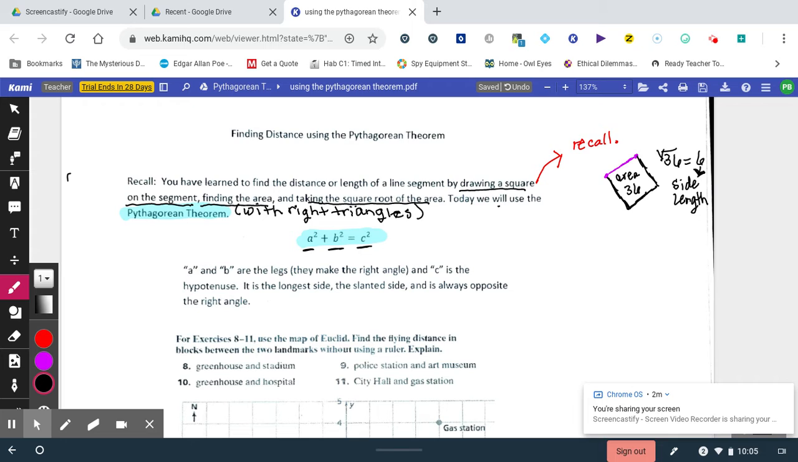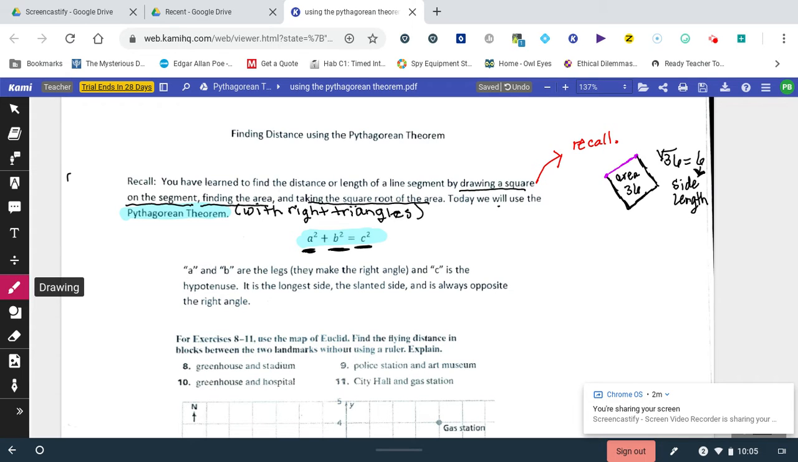And the Pythagorean theorem says that a squared plus b squared equals c squared. All that means is that the area of the two squares on the legs added together equals the area of the square that's drawn on the hypotenuse. And let's talk about legs and hypotenuse one more time. A and B are called your legs. They make the right angle. We've already discussed this, but this is just recall.